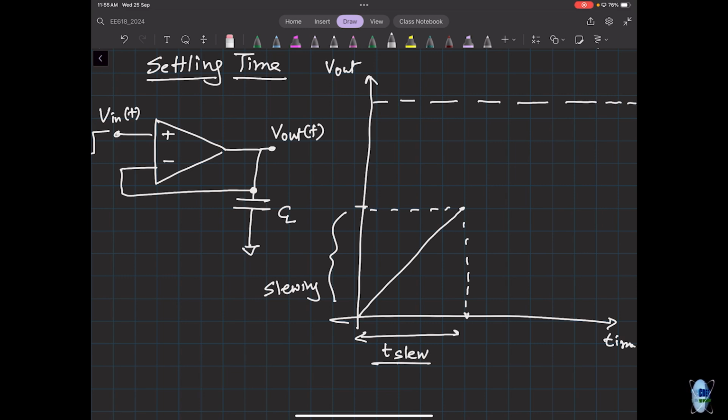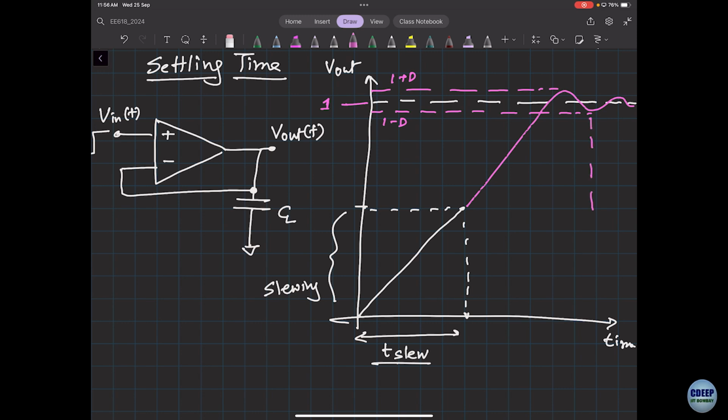So after slewing is done, something like this, you will be settling. And then let's say this is one, being some ratio, and then this will be 1 plus D and 1 minus D. D being the error tolerance, the final value percentage, how far off you are. I'll explain D in a minute. In this particular case, I'm entering the zone of my error tolerance. And this is called T settling.